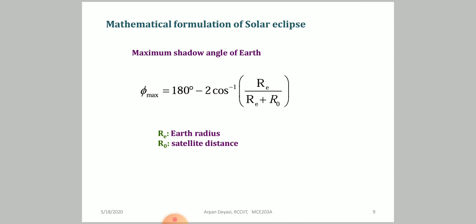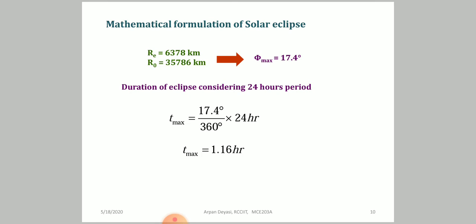Shadow angle means that if you consider the shadow of the Earth as a cylinder, then it basically converges and gives the shape of a cone. So that shadow angle, that means half of the angle of the cone, is given by 180 degrees minus 2 cos inverse(RE/(RE+R0)). Now what are RE and R0? RE is the Earth's radius and R0 is the satellite distance. So if you substitute the approximate values, you will get phi max is 17.4 degrees. So that is the maximum shadow angle of the Earth, 17.4.